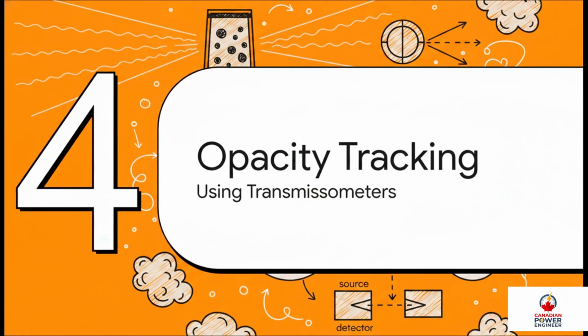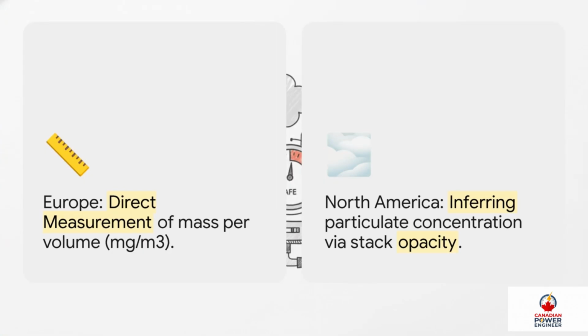Let's shift gears to Section 4, Opacity and Transmissometers. To understand why we sometimes use light instead of extracting physical gas samples, we really have to look at global standards. In Europe, the standard is to measure particulate mass directly, literally calculating milligrams per cubic meter of stack gas. But from a practical engineering standpoint, continuous direct measurement of particle concentration is incredibly difficult and super maintenance heavy.